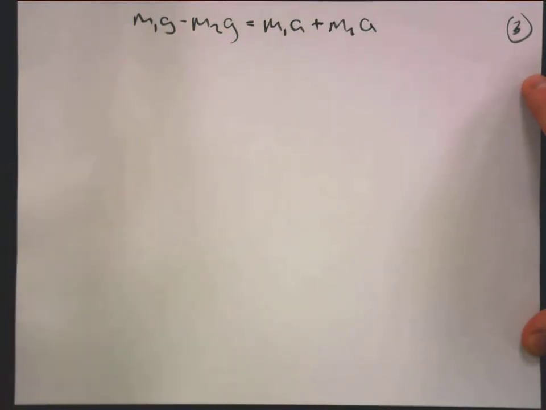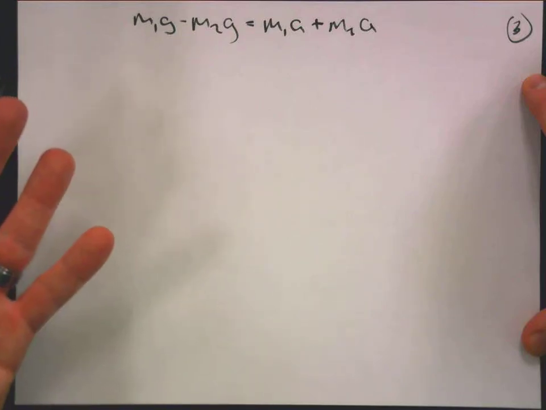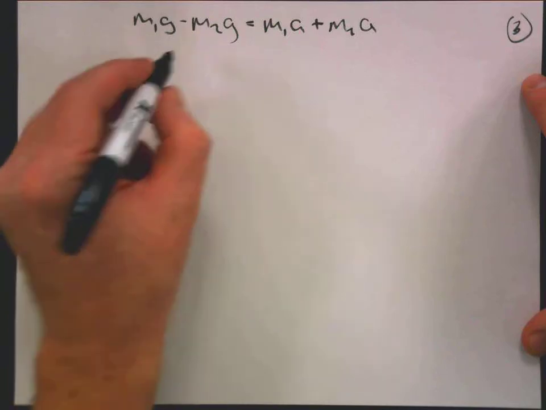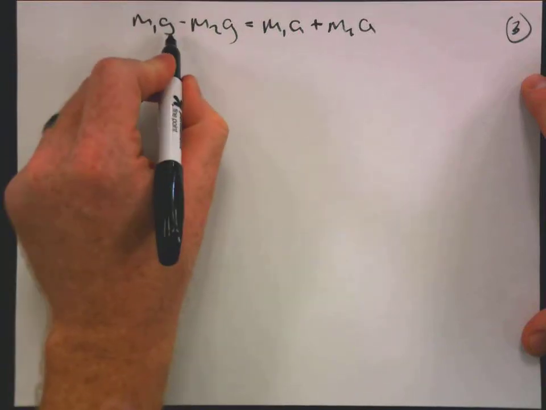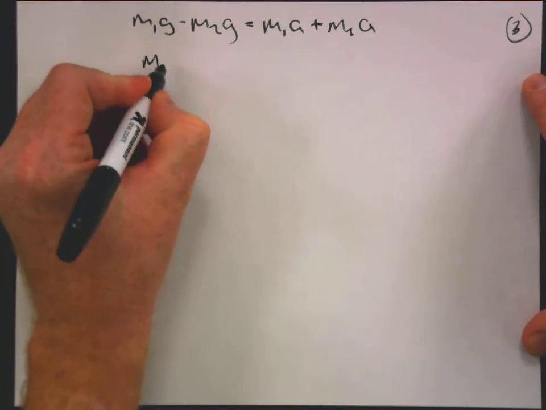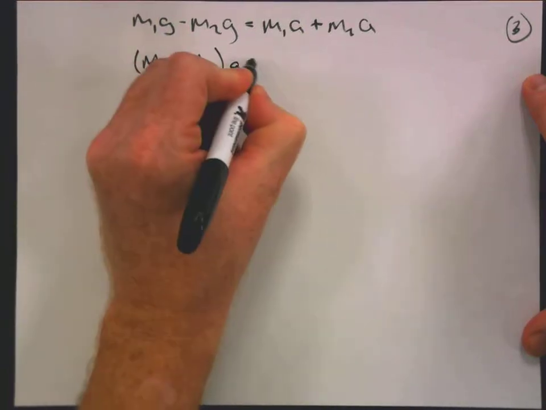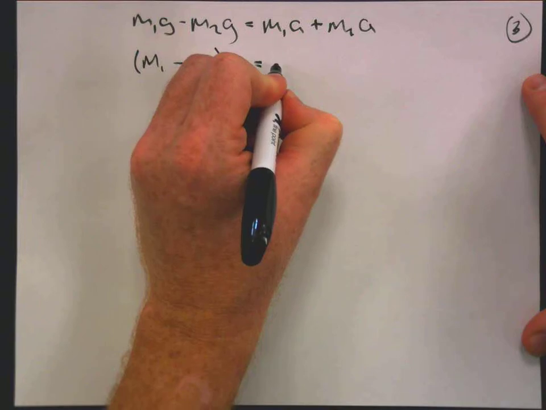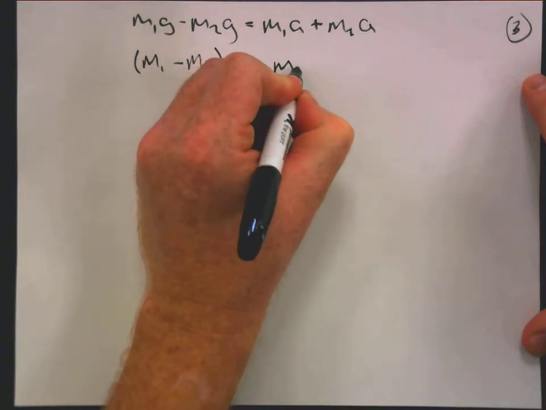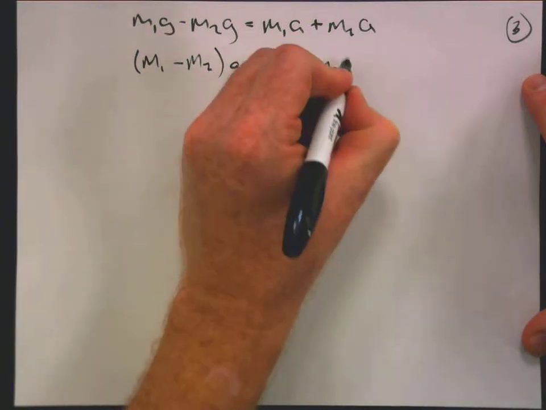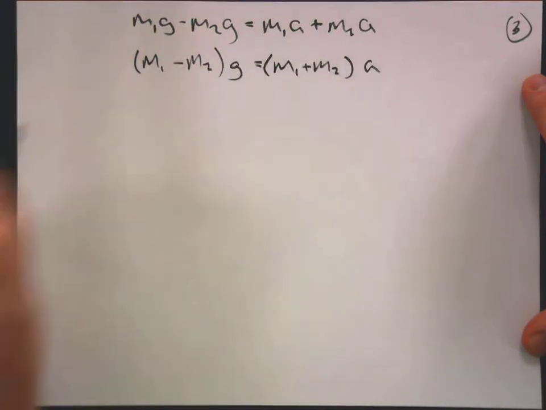Really what I want to do, though, is I want to solve for A, don't I? And so, well, G factors out of this. M1 minus M2 times G equals, A factors out of that one. M1 plus M2 times A, and I'm solving for A, so I'm going to divide both sides by M1 plus M2.